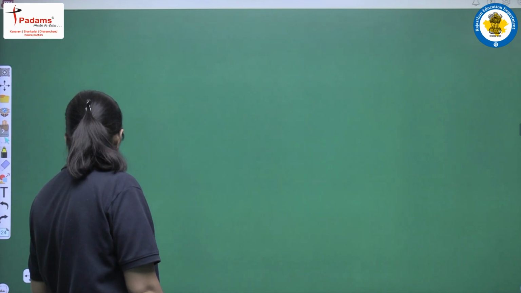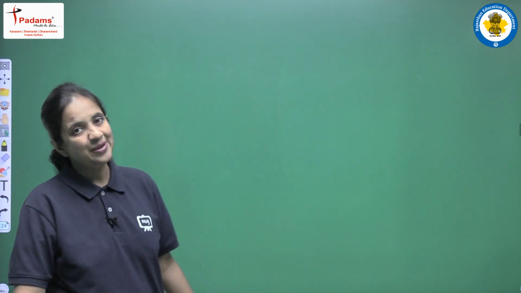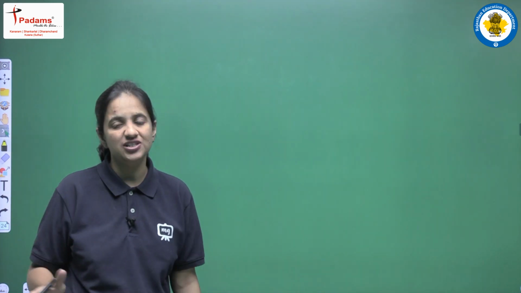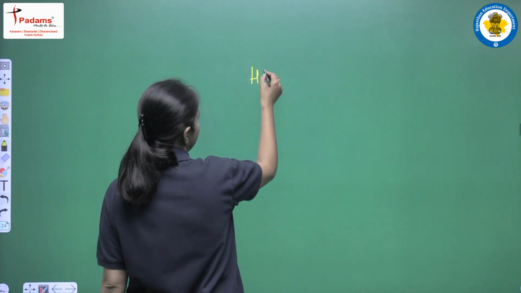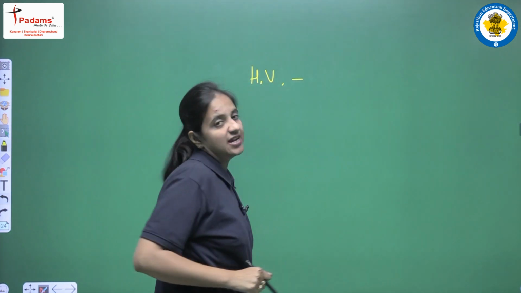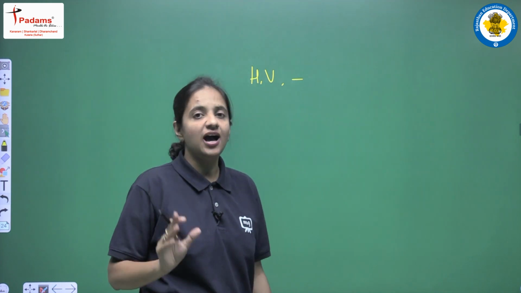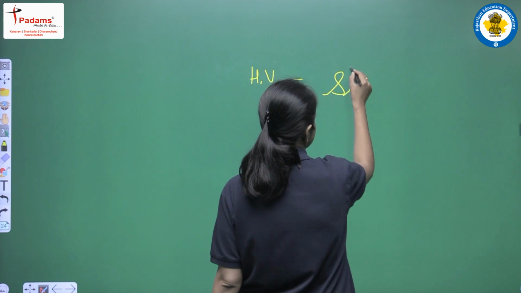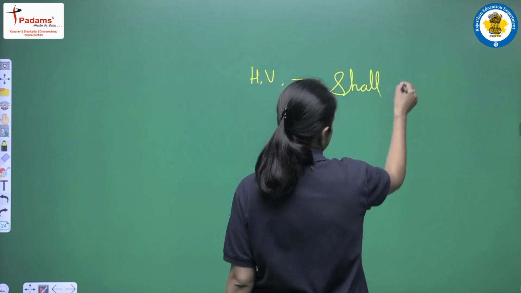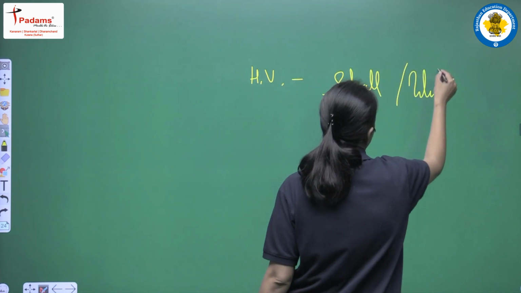Now let's see all the rules one more time that are related to future simple tense. First of all, let's talk about the helping verb. In this tense, that is future simple tense, we have two helping verbs. First is shall and the second is will.